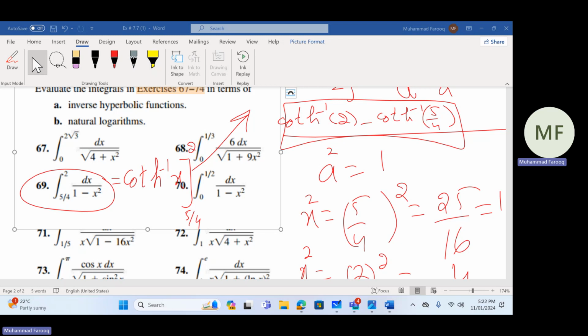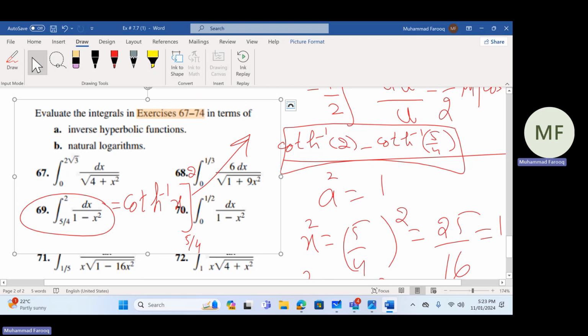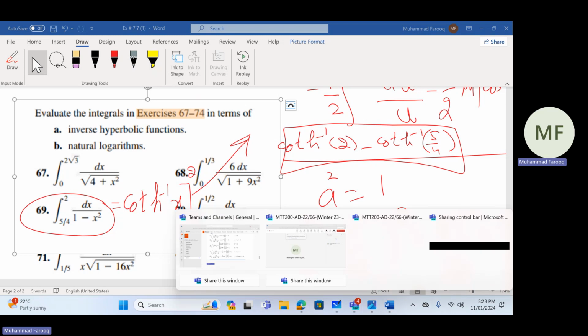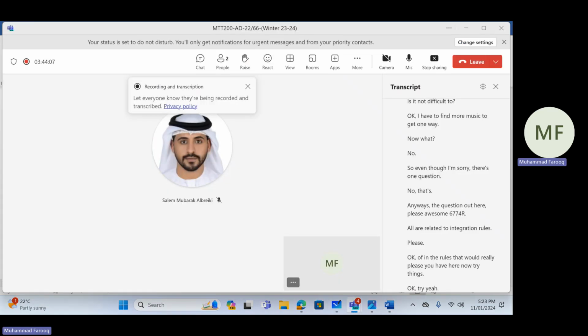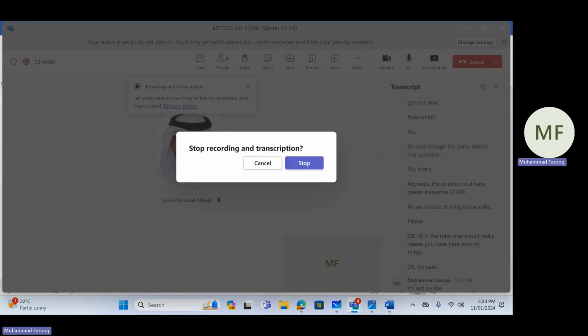Questions 67 to 74 are all related to integration rules of inverse hyperbolic. Please try, you have written them now. Try. Very good.